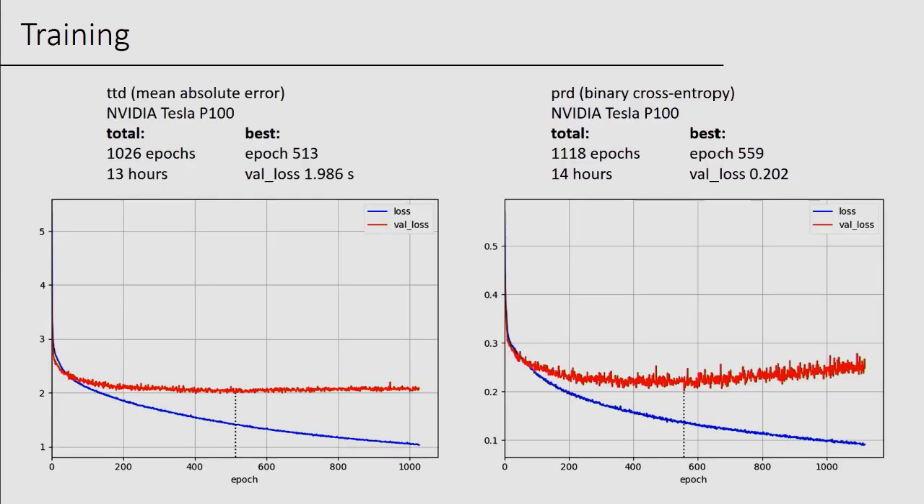And actually, it's a good idea because since we are drawing random samples, the training is very noisy, okay? Because every epoch is different from the next epoch. So the training is very noisy. You can actually see that the probability of disruption is even more noisy than the time to disruption. Okay, training.